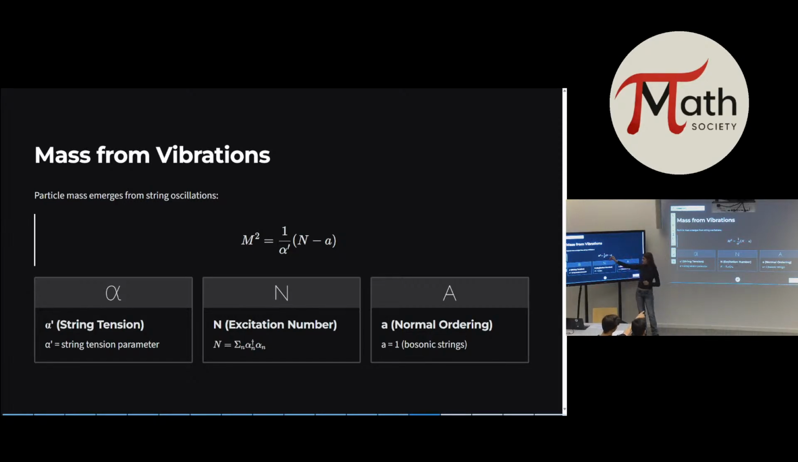So m squared is equal to 1 over alpha prime, and alpha prime is the string tension. It just tells you if a string is stiff or soft. It's kind of an energy per unit area of a string. Then we have N, which is the excitation number, and it's basically the energy of a string. And then we have a, the normal ordering constant.